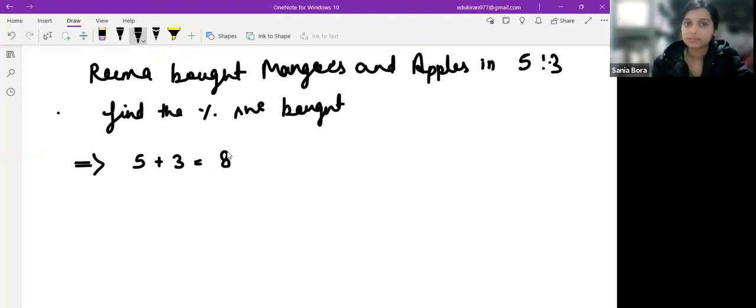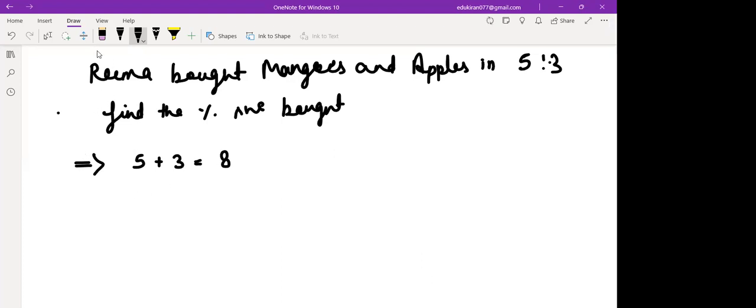So whenever you get something in ratio and they ask you to convert that ratio into percentage, the very first step is you have to add them. Like the ratio was 5 and 3. So you added 5 plus 3, you got 8. Okay. Now let's find the values. Let's find the value for mangoes first.